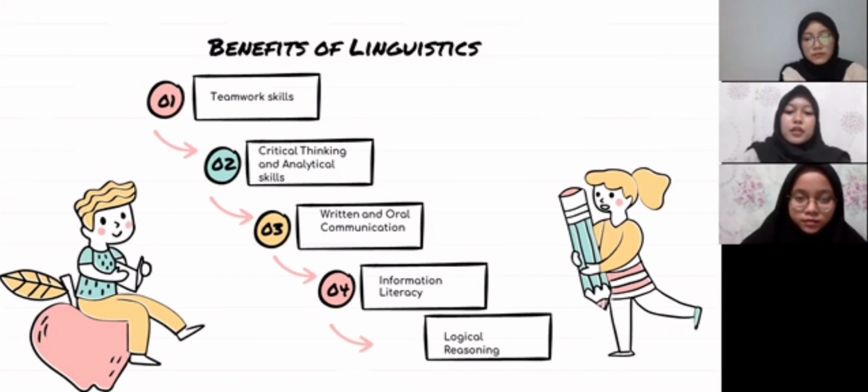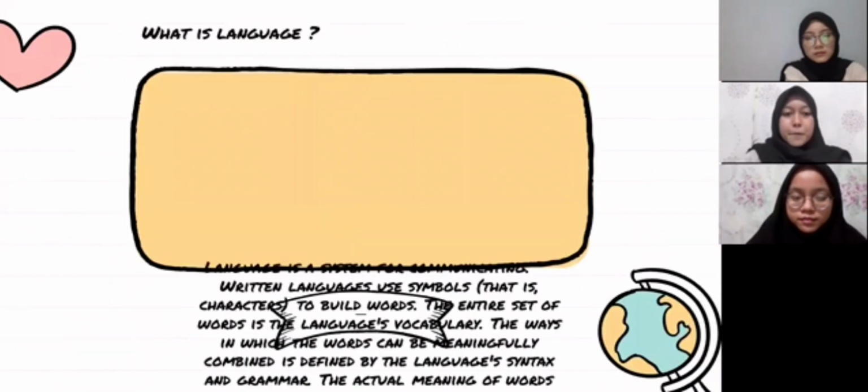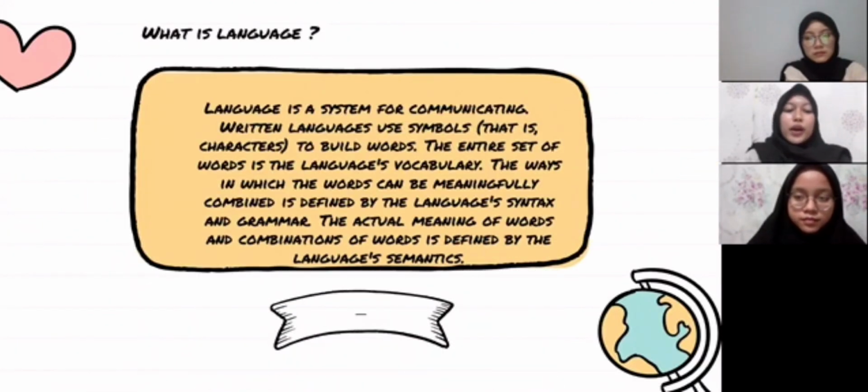Linguistics involves solving puzzles, whether it is trying to decipher the grammar of a new language or understanding the patterns of sounds. And next, what is language? Language is a system for communicating.